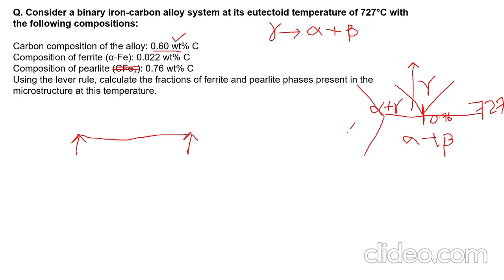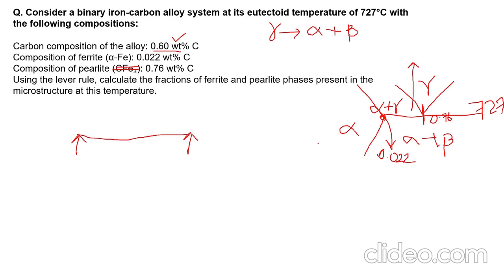This is my alpha phase. This is my alpha plus gamma phase. This is the gamma phase. So this is my eutectic point, 0.76. This is my maximum solubility of alpha from the solvus line. This is also given because you are given a composition of ferrite. You are already given this in the question because it is at a eutectoid point. So this is 0.022, right? So nothing else, you just have everything.